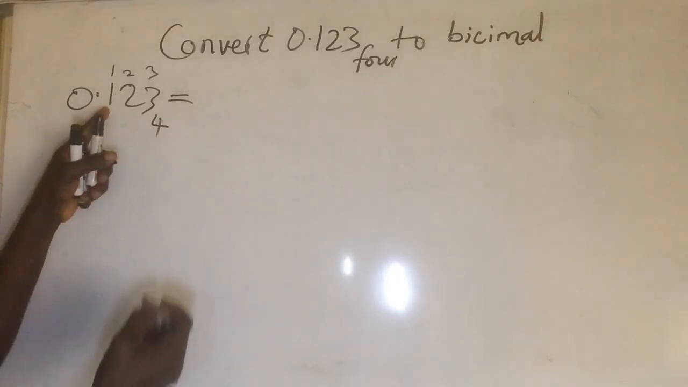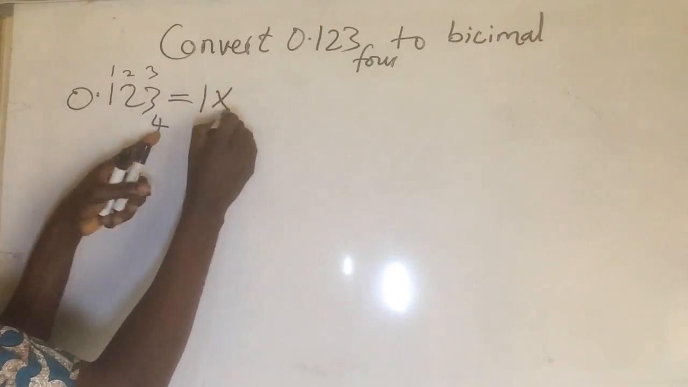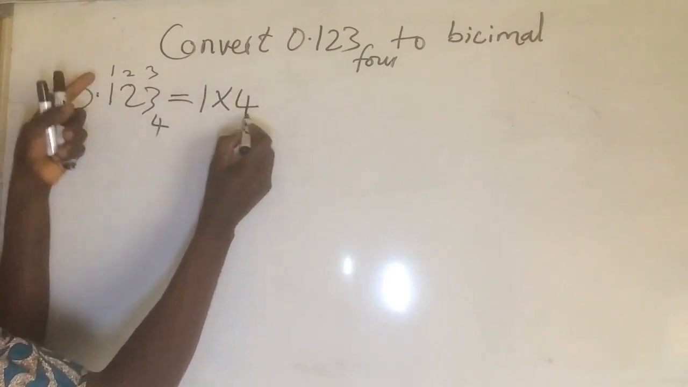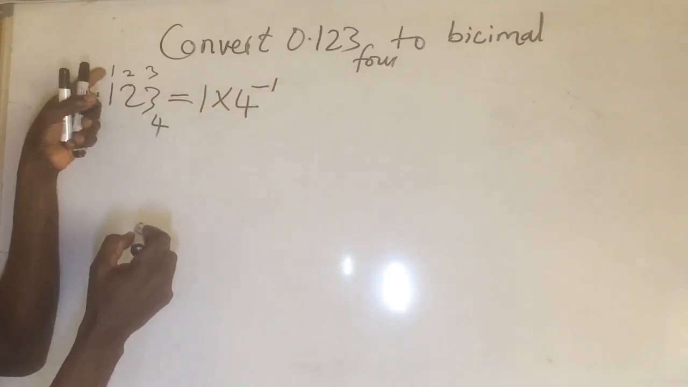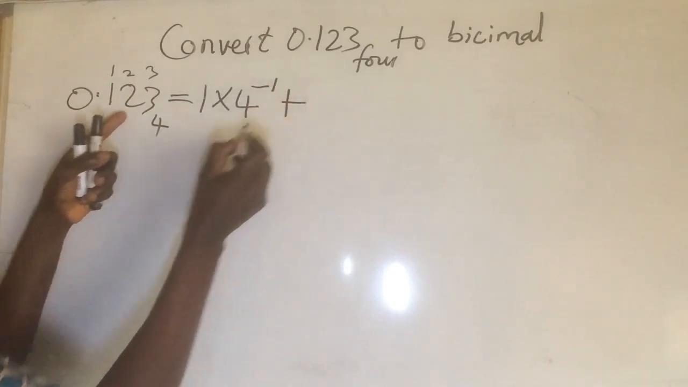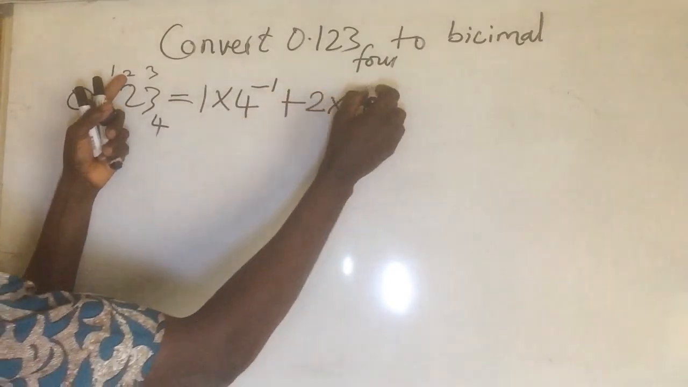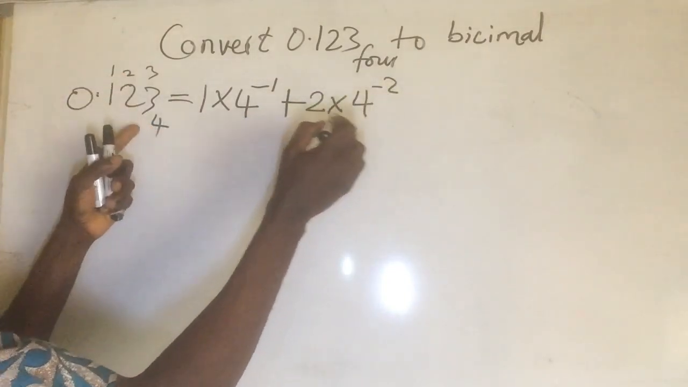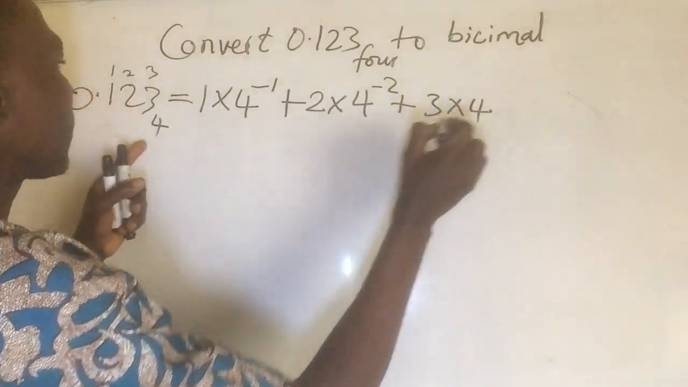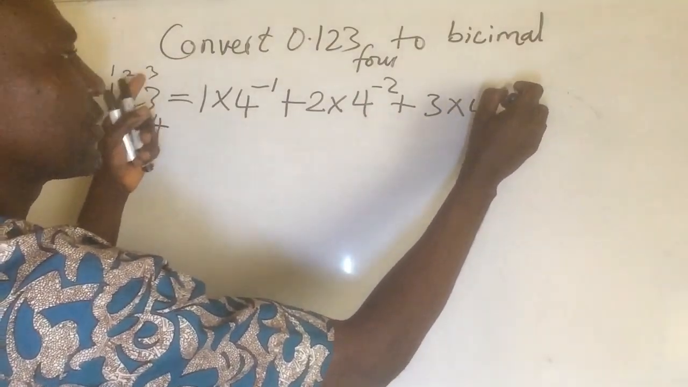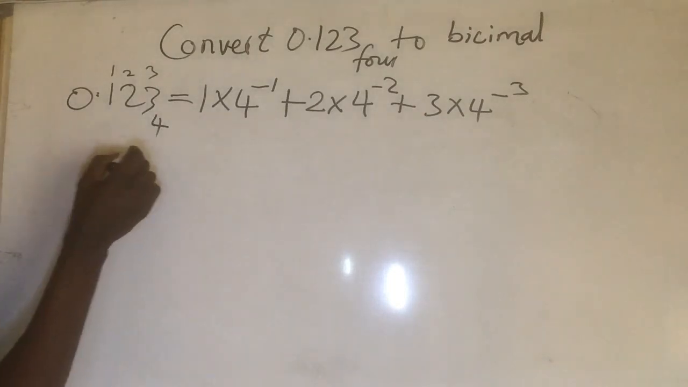We now start multiplying the 1, which is this one first, times the base, which is 4, raised to the power minus 1, the number we assigned to it, plus this 2 times the base raised to the power minus 2, plus 3 times 4, the base, raised to the power minus 3. So now let's continue.